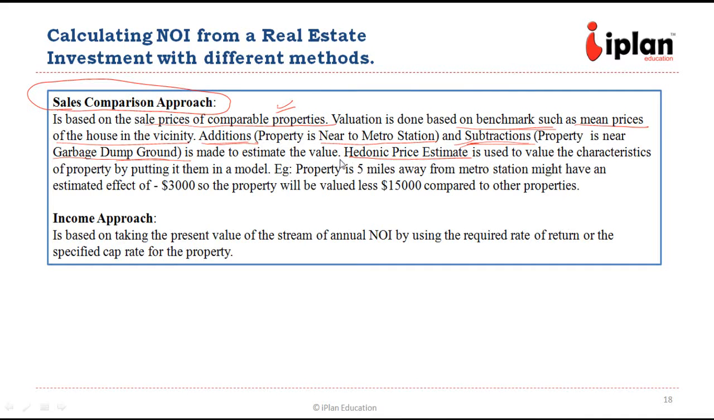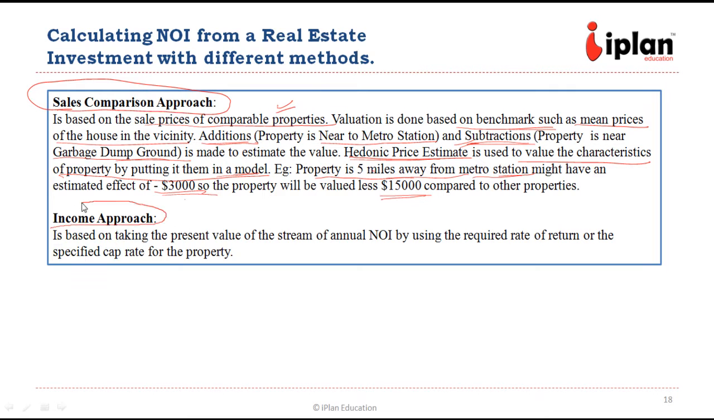So we have a hedonic price estimate, which is used for valuation of these characteristics, and we put them in a model, and finally we can calculate the expected price of the property. For example, if the property is 5 miles away from a metro station, then we have to subtract this. If the effect is $3,000 per mile, then 3,000 into 5, $15,000 has to be subtracted relative to other properties which are close to a metro station.